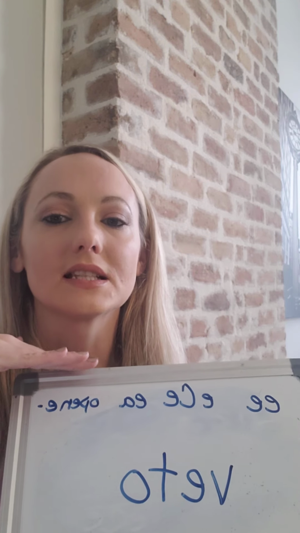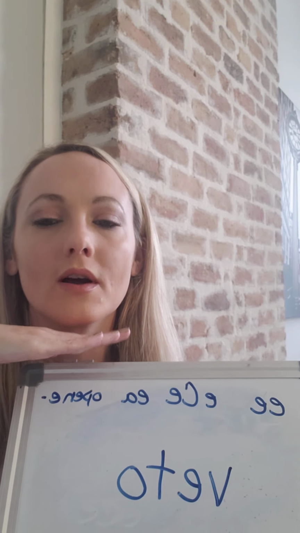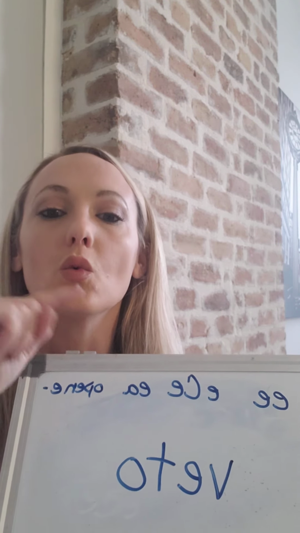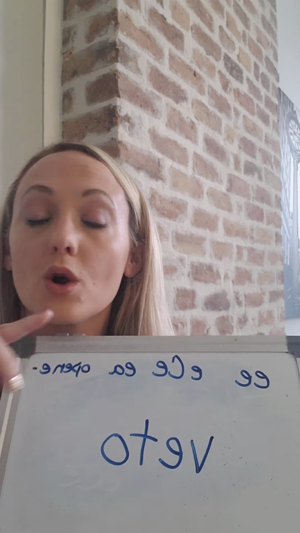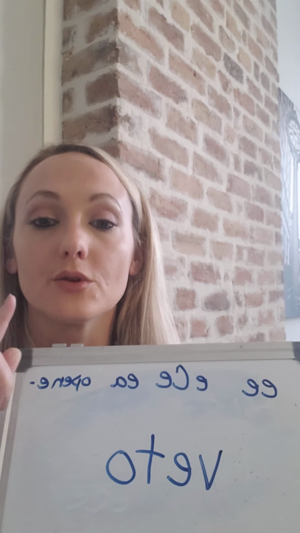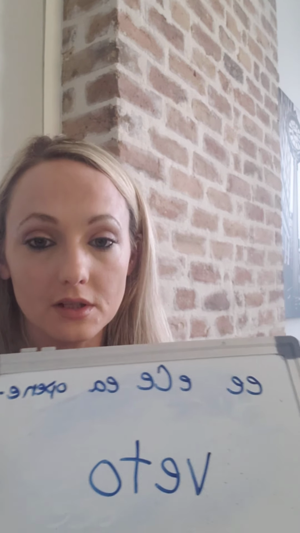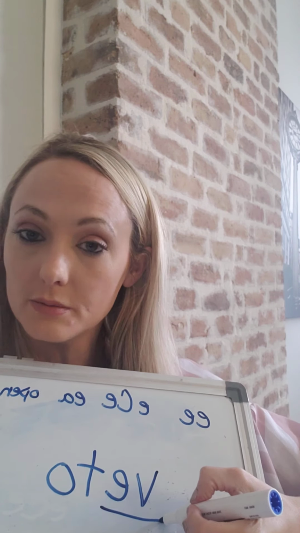So let's say the word veto. Veto. We hear that long E before our chin hits our hand. So the accented E is in the first syllable. So I'm going to underline that first syllable.